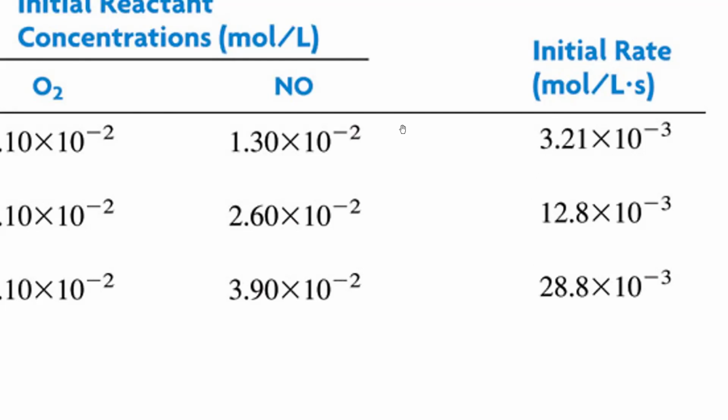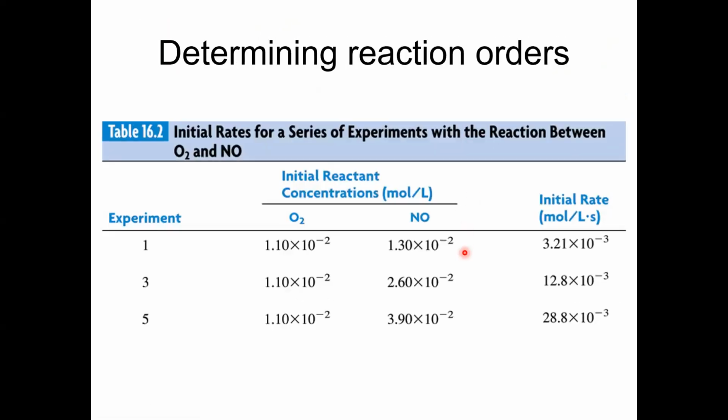So what do we have? Nitrogen monoxide increases by 3. The rate increases by 9. Okay, so what this is saying is that going from these 2 experiments, I've doubled here and quadrupled here. And going from the first and the last experiment, I've tripled the concentration and 9-fold the initial rate.